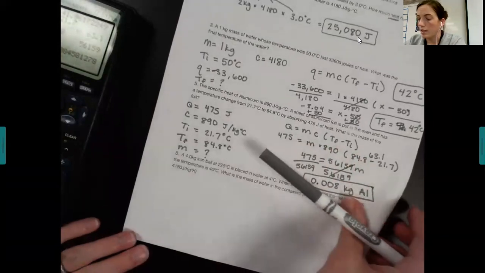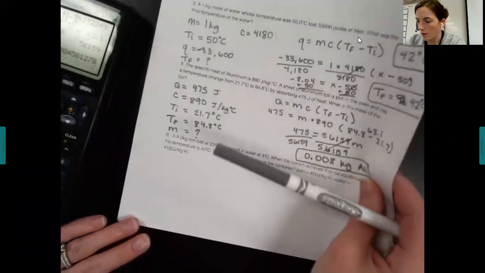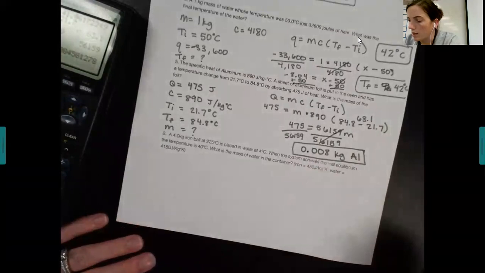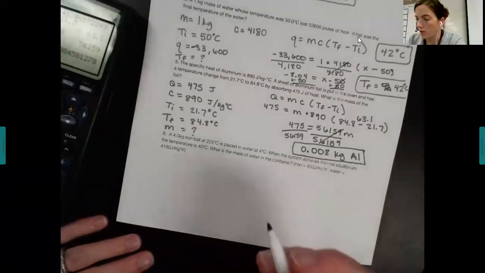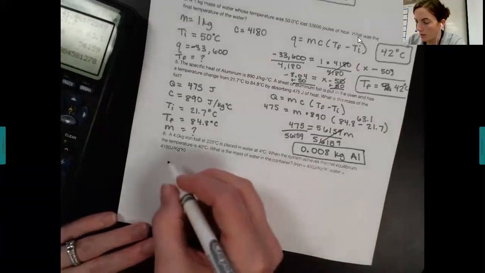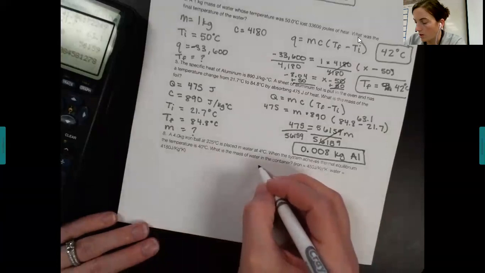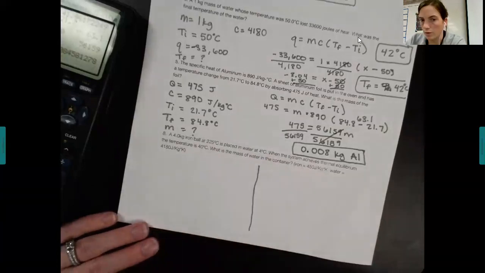Okay. Number 8 is a calorimetry problem. Says a 4 kilogram iron ball at 225 degrees Celsius is placed in water at 4 degrees Celsius. When the system achieves thermal equilibrium, the temperature is 40 degrees Celsius. What is the mass of water in the container? Okay, and then it gives us both of the things. So I'm going to kind of split this up into two.